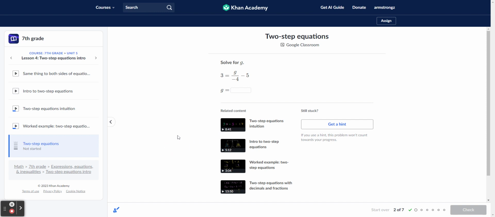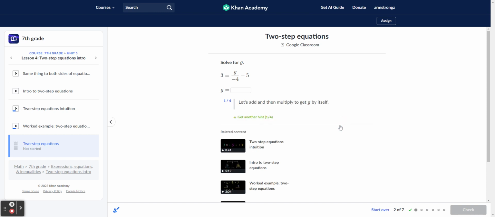If you've done that, you're like, I worked through it all and I'm still stuck here, right? You can get a hint. I want you to notice it says if you use a hint, this problem won't count towards your progress. But if you don't use the hint and you stay stuck, you also won't make progress. Right? So if you're actually stuck, it's often much more efficient to get the hint and then do better later.